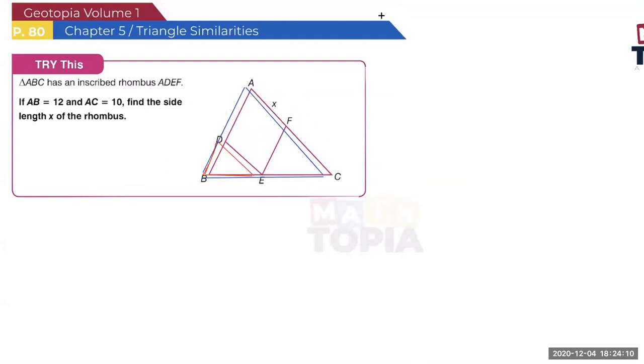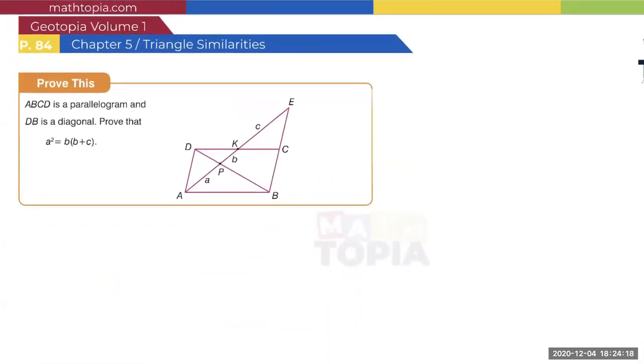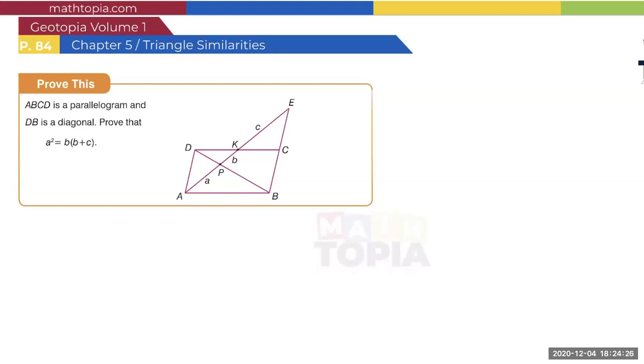Now let's move to one well-known theorem about parallelogram and bow tie. So a squared equals b times b plus c. Let's try to understand the proof of this connection. So bow tie is very important because we see we have a parallelogram, which means that these two are parallel and these two are parallel, which hints at using these two triangles for bow tie and also using these two triangles for bow tie.